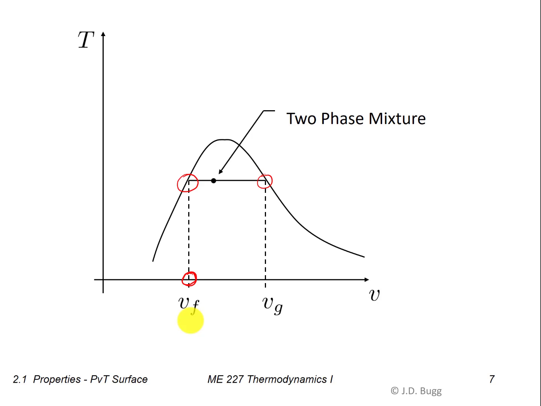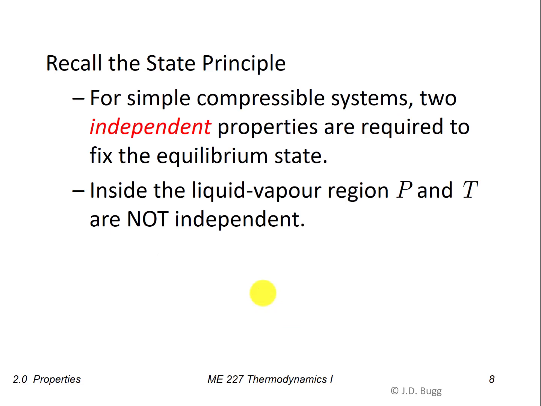Likewise, if we drop down from the saturated vapor line, this is called the specific volume of the saturated vapor. Now, just recall the state principle. It says for simple compressible substances, two independent properties are required to fix the equilibrium state. The reason I'm reviewing this state principle is to expand on why this word independent is there. Two independent properties are required to fix the equilibrium state.